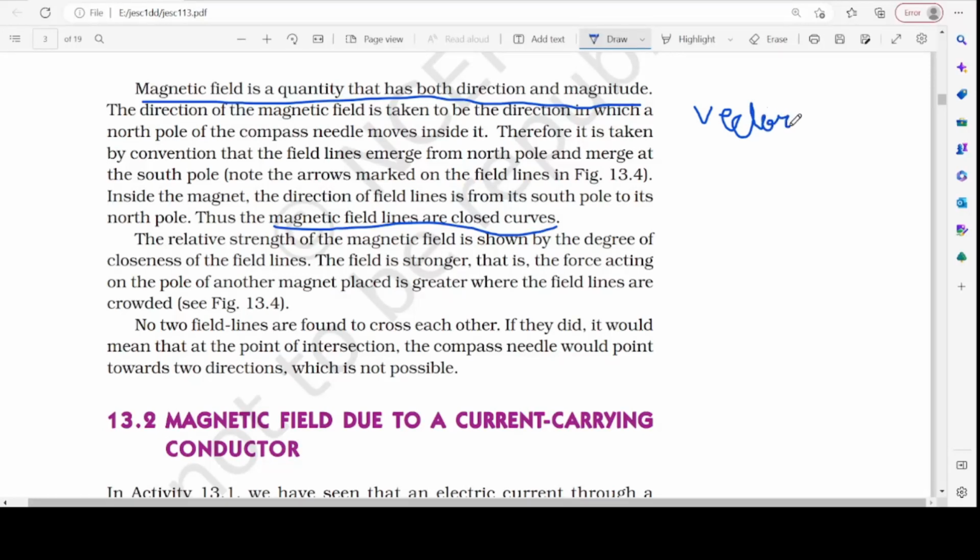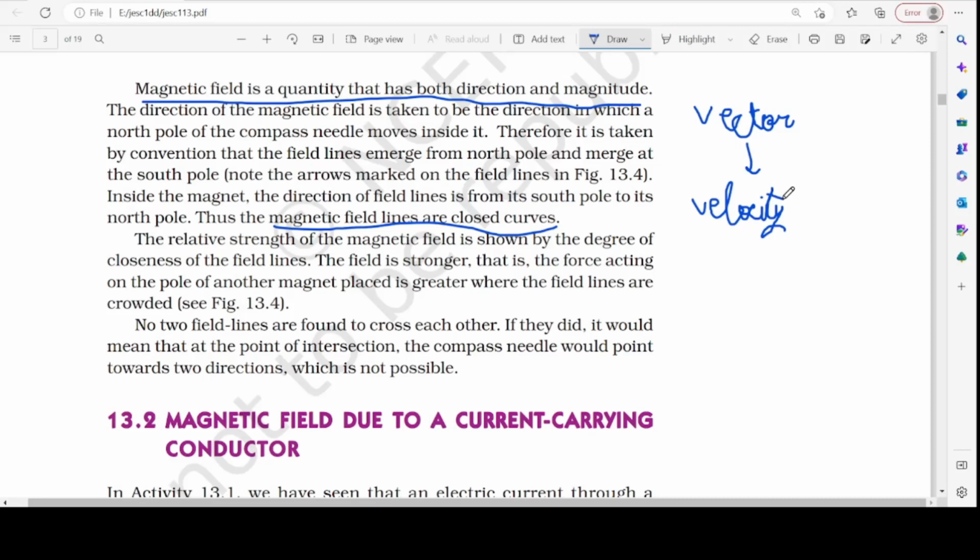So what do we call a magnetic field? It is a vector quantity. Give me another example of a vector quantity. There is one more vector quantity that we have studied in 9th standard, that is velocity. How is velocity a vector quantity? Because it has both direction and magnitude. In a similar fashion, magnetic field is also a vector quantity because it has both direction and magnitude.